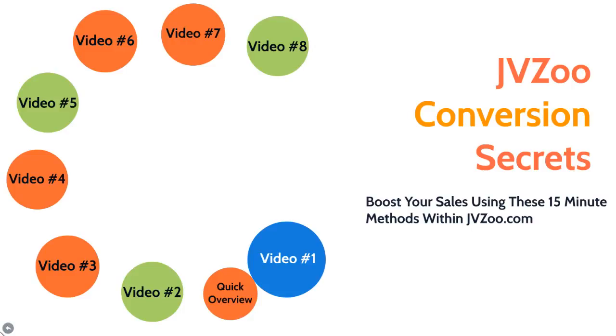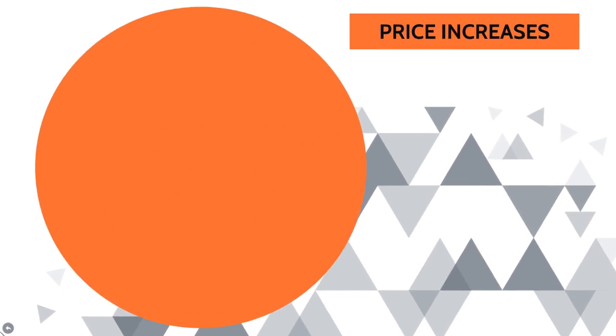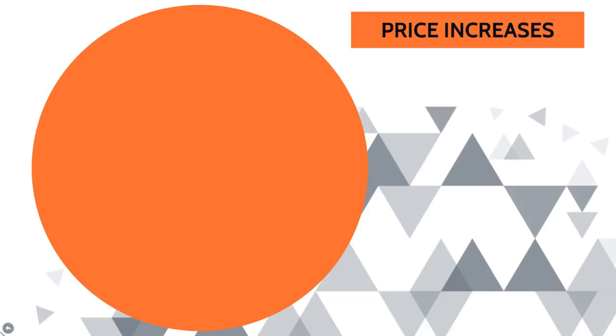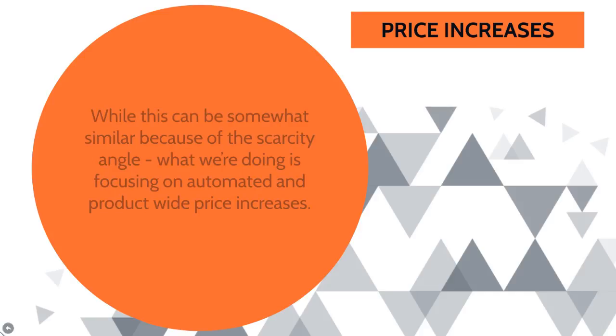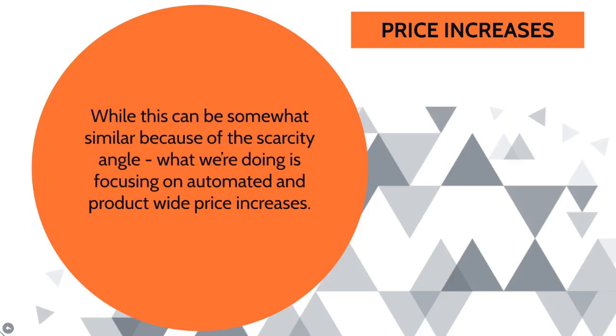All right, so welcome to video number 6, and we're going to talk about price increases, which is a different method, and there are going to be two different avenues as well that you can take. While this can be somewhat similar because of the scarcity angle, what we're doing is focusing on automation and product-wide price increases. So instead of having a private promotion, this is going to impact the whole site. This is going to impact the whole product.